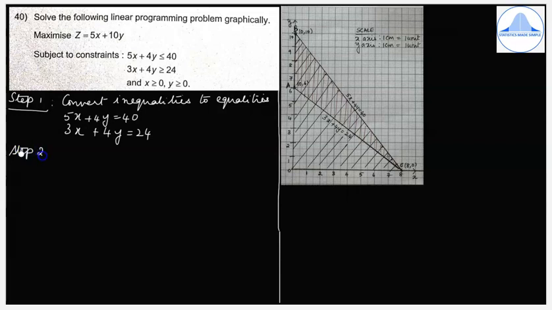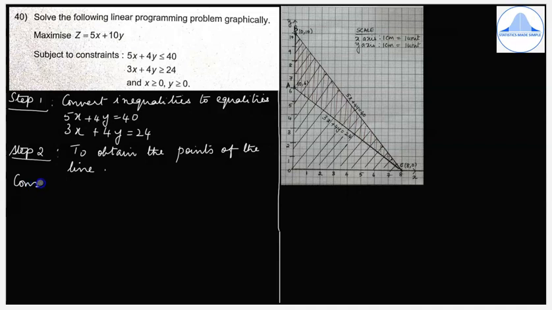Step 2, to obtain the points of the lines. Whenever we have to draw a straight line, we will need a minimum of 2 points. So this step will help us to achieve that.